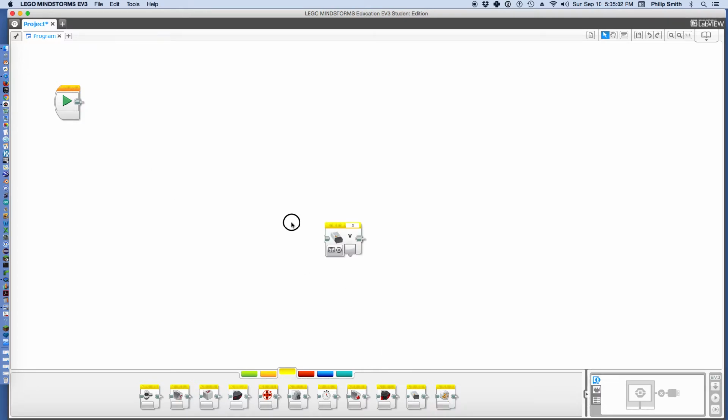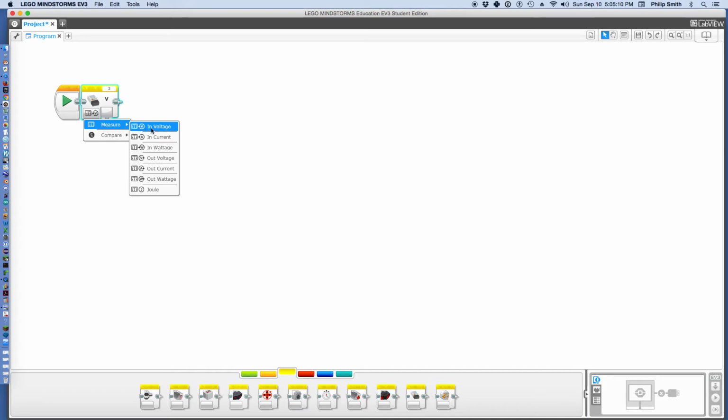Then there's the energy meter. Again, I don't do much with this because you can't use it in FLL. There's ports 1 through 4. You can choose measure voltage, current, wattage, out voltage, out current, out wattage, and joules. And you can do the same thing with compare, and all those are just different ways of measuring how much electricity is going through.